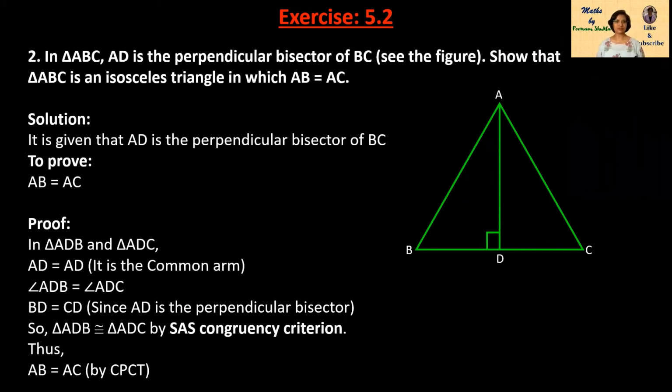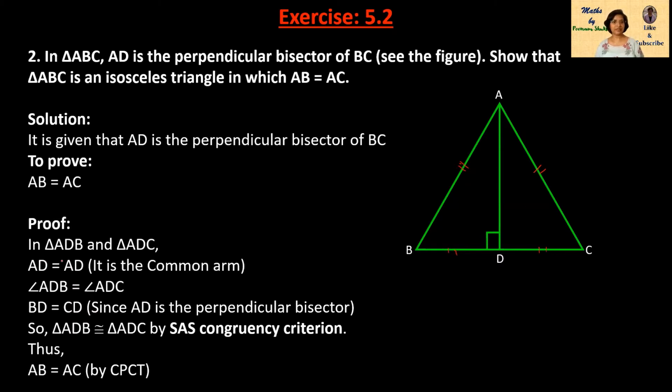Now we come to question number 2. In triangle ABC, AD is the perpendicular bisector of BC, that you can see in the figure. Show that triangle ABC is an isosceles triangle in which AB equals AC. So we have to show that. What is given and what to prove? It is given that AD is the perpendicular bisector of BC. Perpendicular bisector means this angle will be 90 degrees and these two sides will be equal. BD equals DC. So this is given. We have to prove AB equals AC.